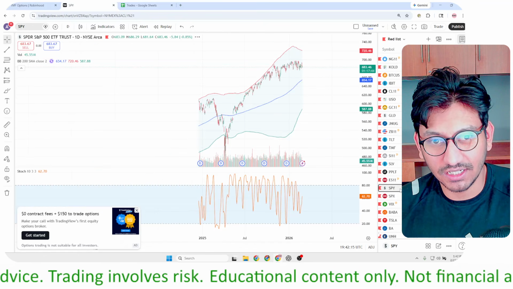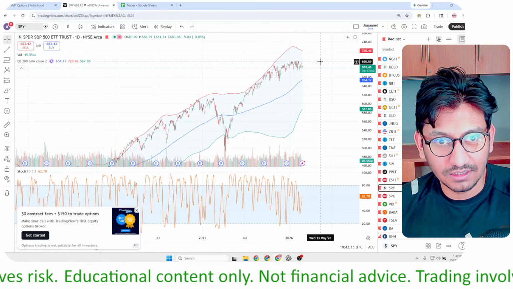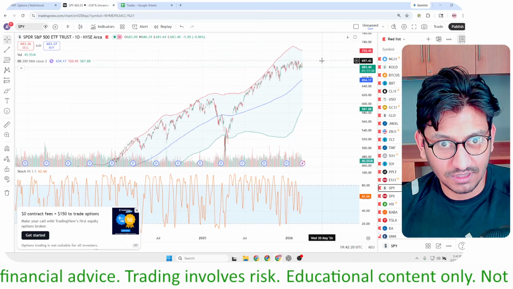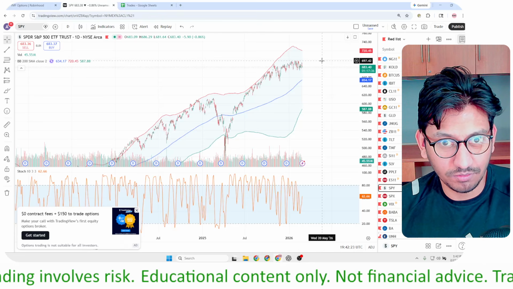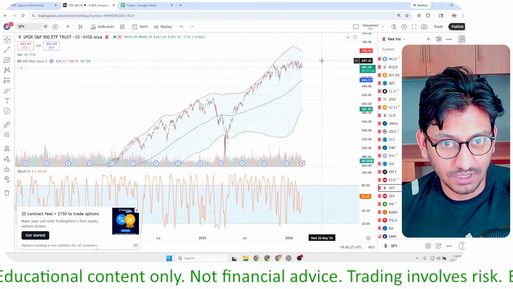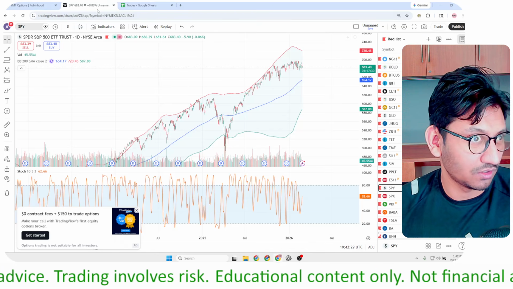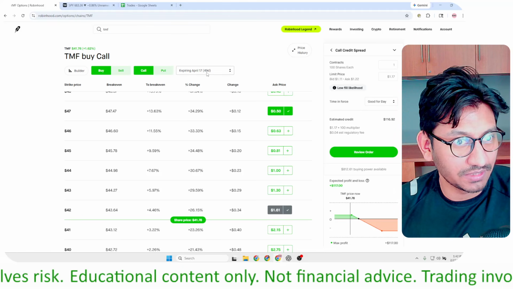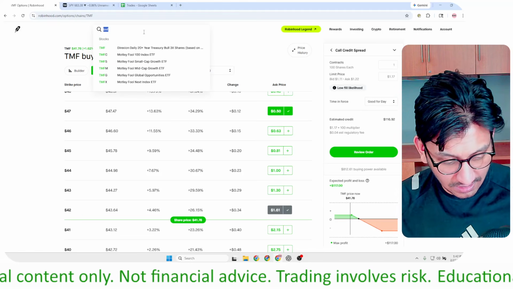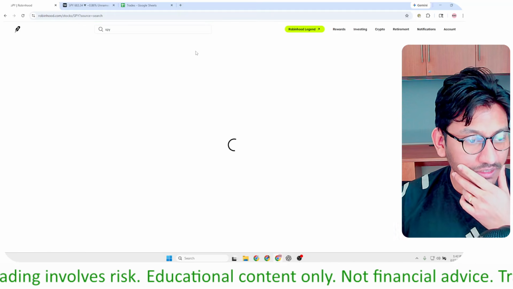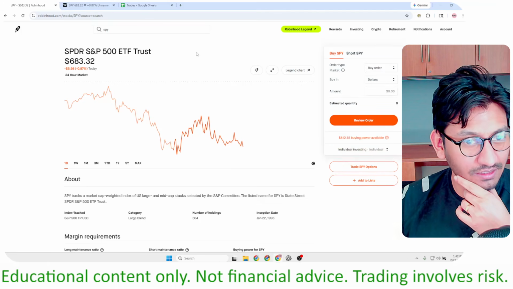Can we build a strategy saying that 700 would be the top, or 698 would be the top? If it goes up, I don't want to lose money, but if it goes down, I make a lot of money. Let's see if we can build something like that. So SPY, doing SPY because it's highly liquid.